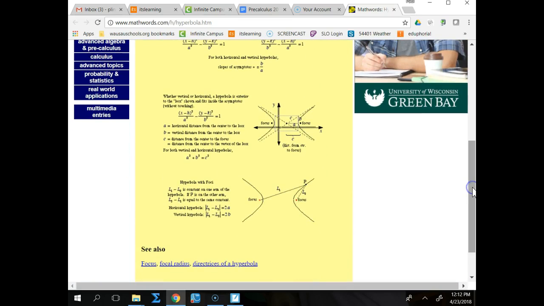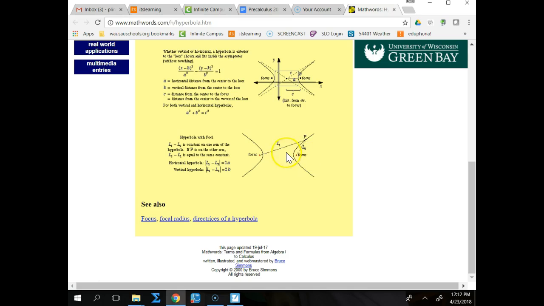Here's a better picture. Here is one half of the hyperbola. Here is the other half of the hyperbola. So the distance from this focus to a point on the hyperbola, subtracting this distance, that is constant. Or the absolute value of that is constant.